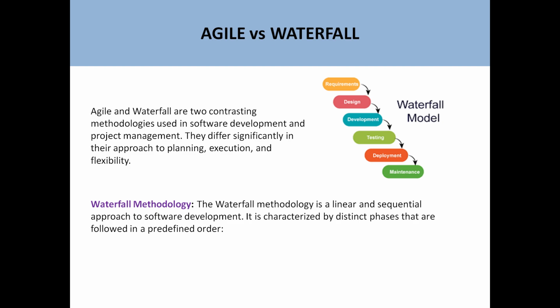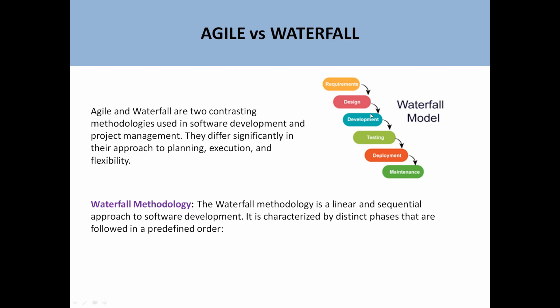If you see in detail, there are a few phases: requirement, design, development, testing, deployment, and maintenance. These are the major phases in the waterfall model. Here you can see one thing: once the design phase starts, you cannot go back to the requirement phase. So that means it is sequential.